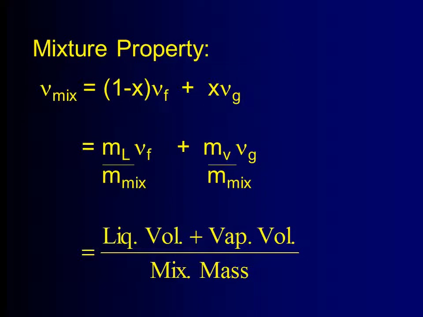Mass of the liquid over mass of the mixture. That's the mass fraction of liquid, 1 minus x. Mass of the vapor over the mass of the mixture is x, and that's the mass fraction of vapor, or what we call the quality. So that's the total liquid volume plus the total vapor volume is the total volume divided by the mixture mass, which if we take that to be 1 pound mass or 1 kilogram, then what we'll get is the specific volume of the mixture.